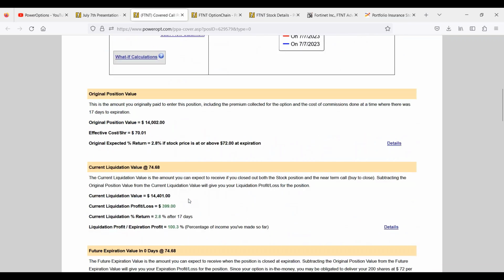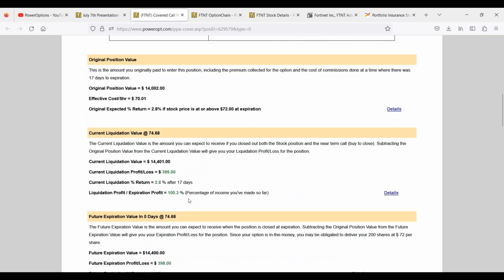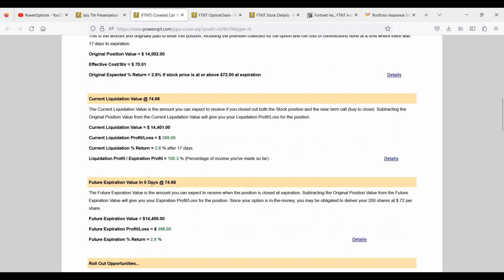I scroll down below and we see what I mentioned we could have seen on the PowerOptions portfolio using that stock analysis tab for those extra 6 columns there for the original position value and expected return of 2.8%. Current liquidation value, well, we're even now because we're past expiration, and the future expiration value if the stock stays at the same price. And you can click on details there to see the requirements.